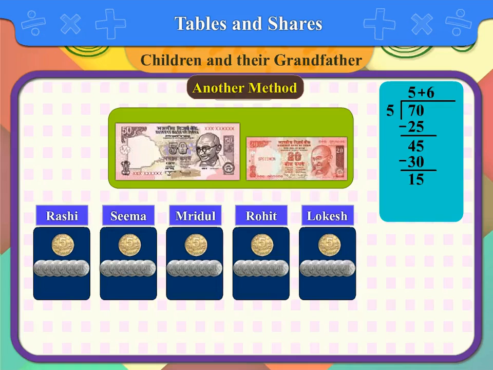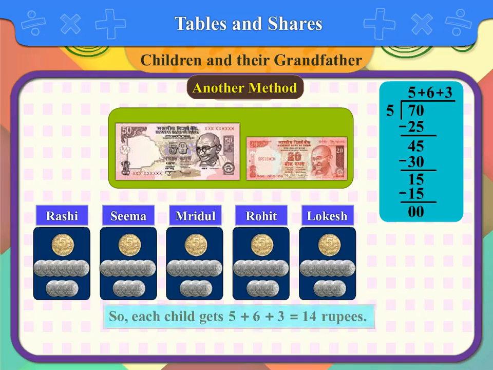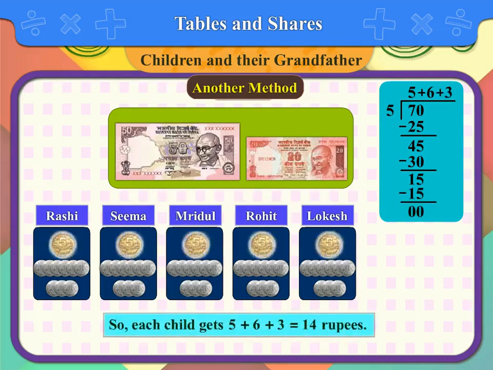From the remaining 15 rupees, he will give 3 rupees more to each one. That is, 5 into 3 is equal to 15. 15 when subtracted from 15, nothing will be left. So, each child gets 5 plus 6 plus 3 is equal to 14 rupees.